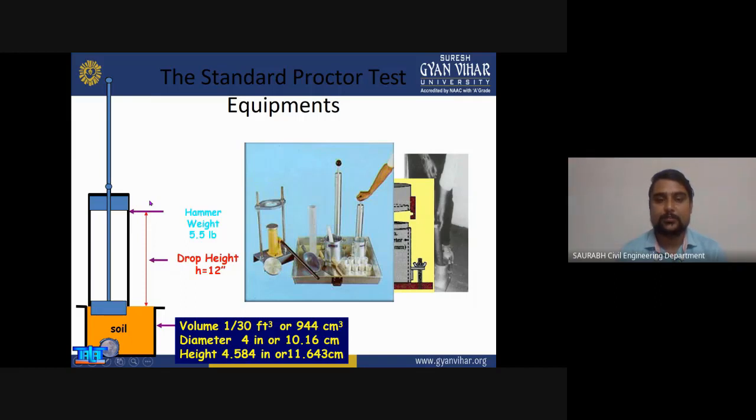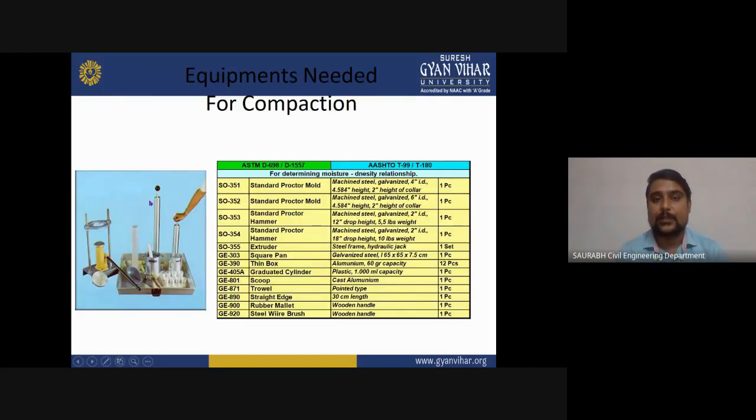Standard Proctor test equipment: there is a hammer whose weight is 5.5 lb, with a drop height of 12 inches. Now come to the volume. The volume of this soil sample will be 1/30 cubic foot, which is equal to 944 cubic centimeters. The diameter will be 4 inches or 10.16 centimeters, and the height will be 4.584 inches.